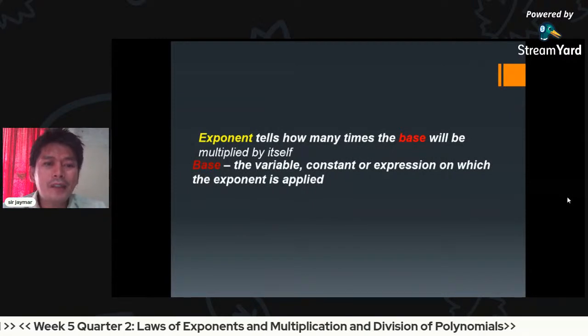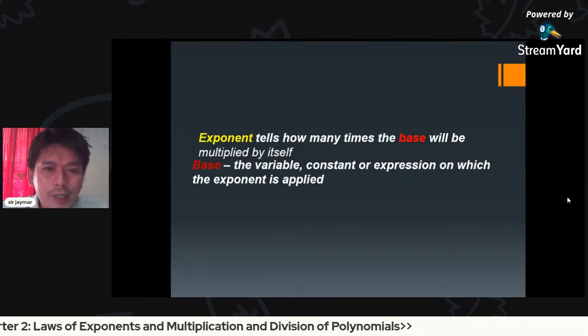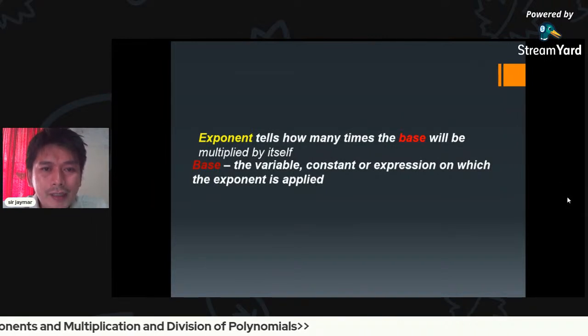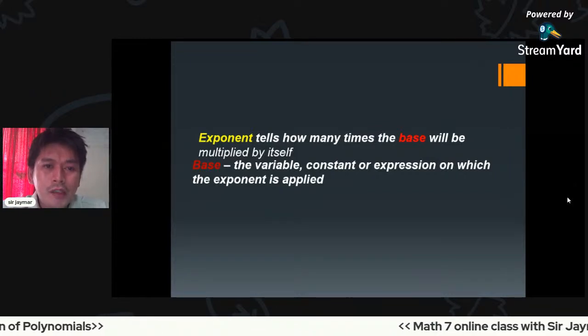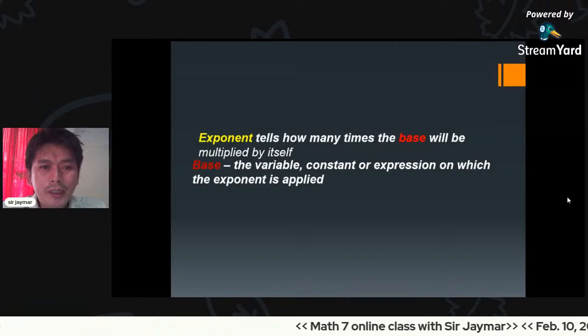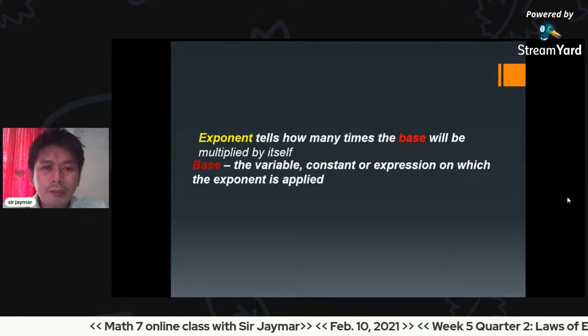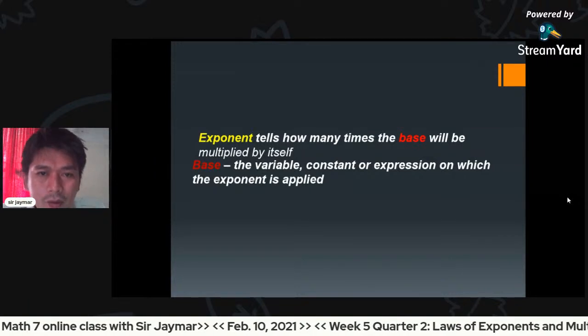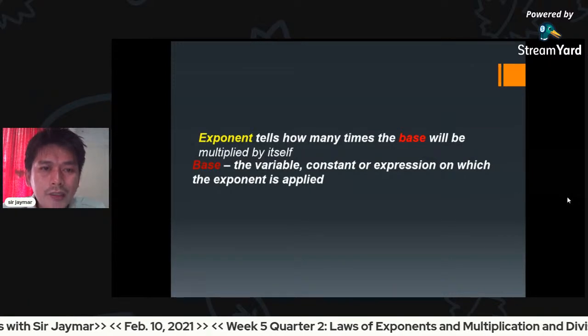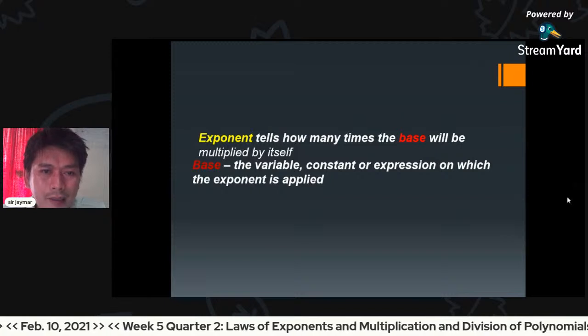So now let's discuss the exponent. The exponent tells us how many times the base will be multiplied by itself. How about the base? What is the definition of the base? The base is the variable, sometimes a constant or expression, to which the exponent is applied.